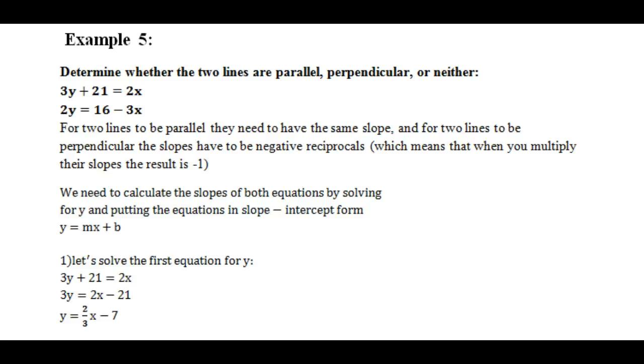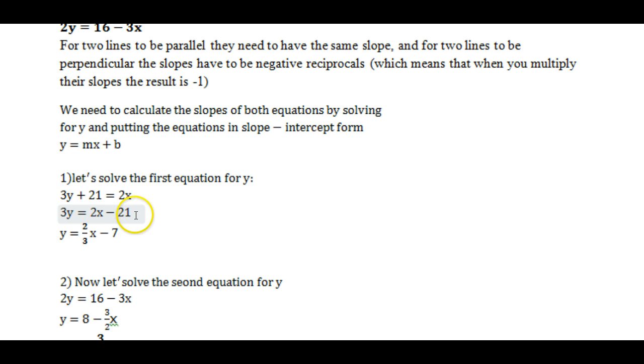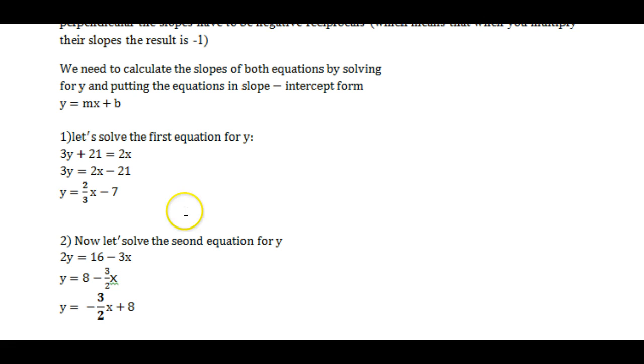Okay? So we need to calculate the slopes of both equations by solving for y and putting the equation in slope-intercept form, which is y equals mx plus b, where m is the slope. And let's do that. So let's look at the first one. 3y plus 21 equals 2x. Therefore, if we subtract 21 from both sides, we get 3y equals 2x minus 21. And if we divide both sides by 3, we'll wind up with the equation y equals 2/3 x minus 7, because 21 divided by 3 is 7. Alright? So, the slope of that line is 2/3.